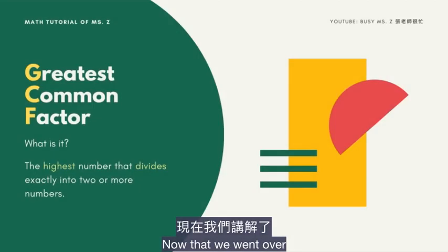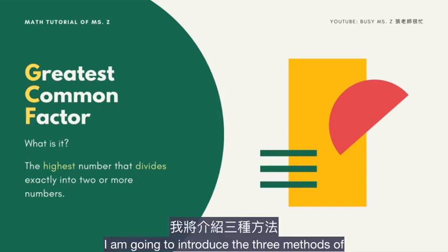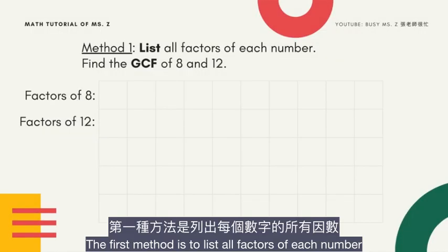So now that we went over the math terms needed for this lesson, I'm going to introduce the 3 methods of finding the greatest common factor of 2 numbers. The first method is to list all factors of each number.